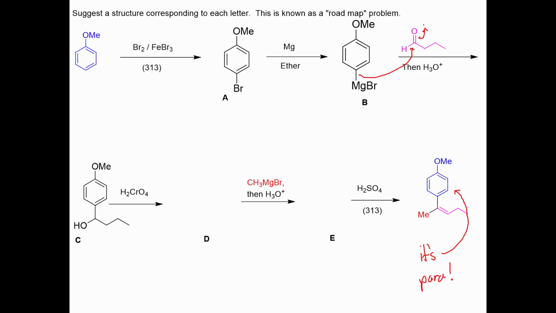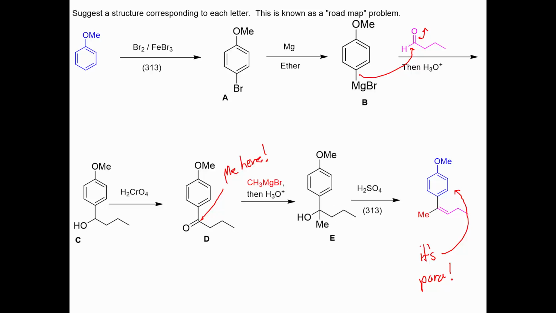We're going to treat this with chromic acid. Secondary alcohol gives a ketone. And a ketone is going to react with methyl Grignard here, and this is going to put a methyl group right here. And that's going to give us the tertiary alcohol.